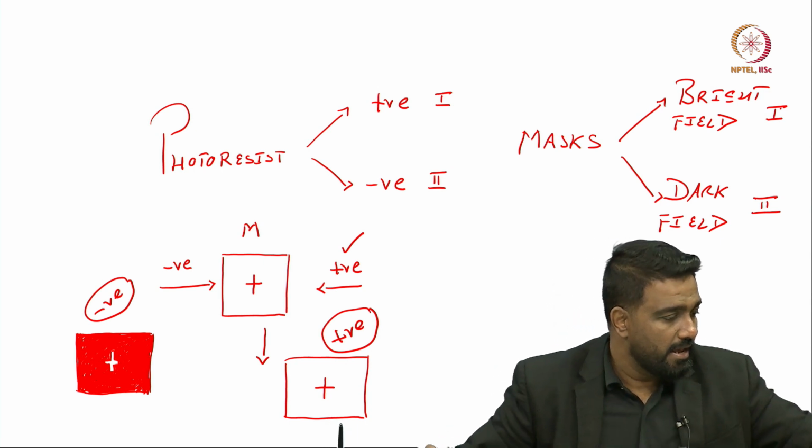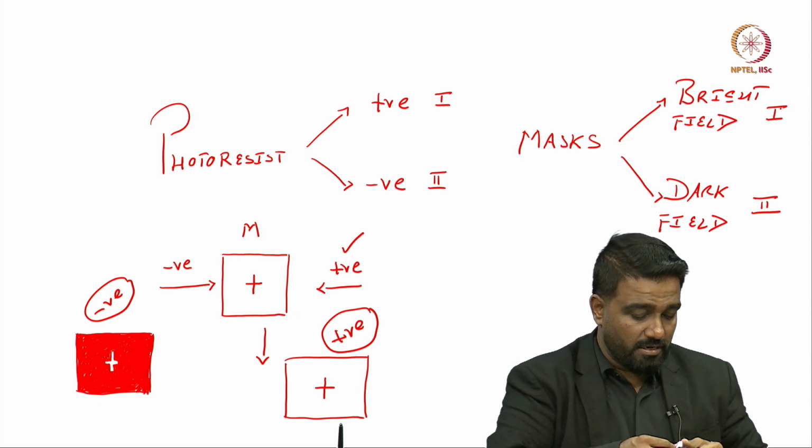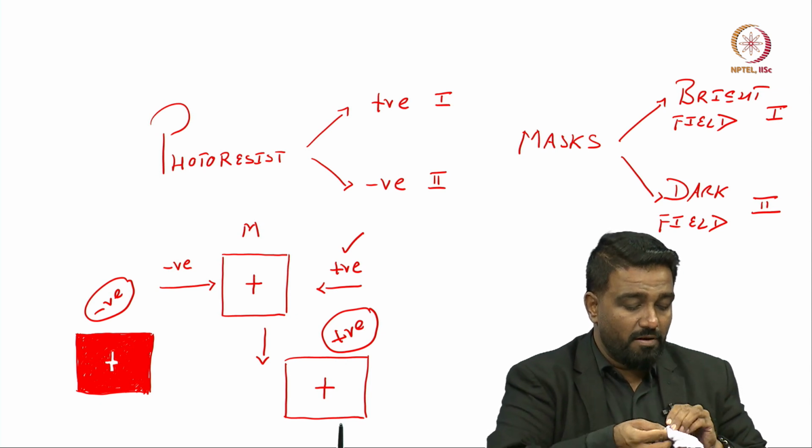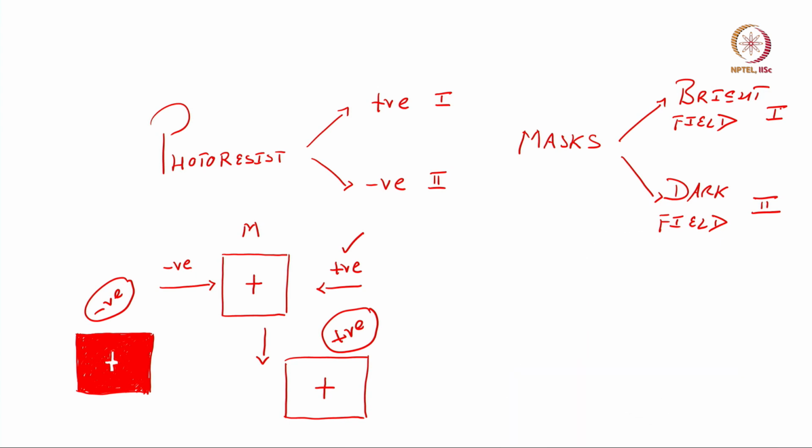Now, let us see the mask. Let me wear the gloves and then I will show you how the masks look, the bright field mask and the dark field mask. Since the material that we use is chrome, we call this a chrome mask as well. First, let me show you the bright field mask. Can you see it in my hand? This is the bright field mask. The field is bright and the pattern is dark.